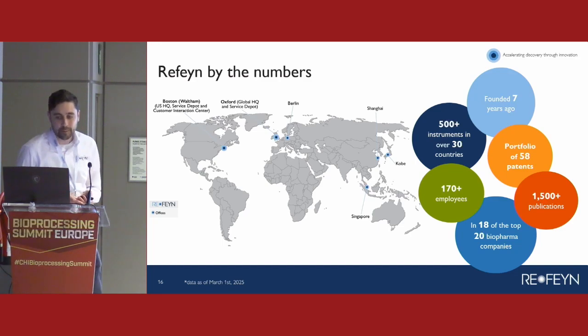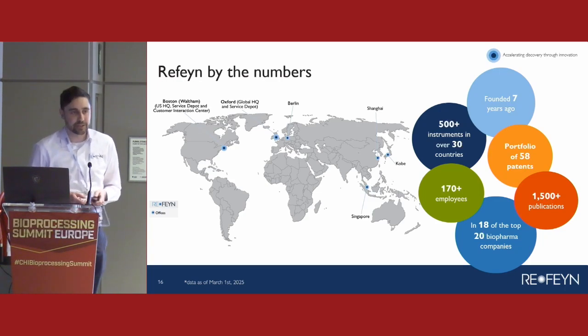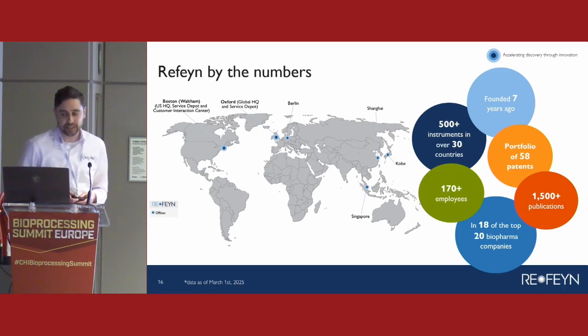A little bit about Refeyn. We were started 7 years ago as a spin-out from Oxford University. We now have 500 instruments worldwide, spread over 30 countries. We have 1,500 publications now involving mass photometry, and we're now in 18 of the top 20 biopharma companies worldwide.